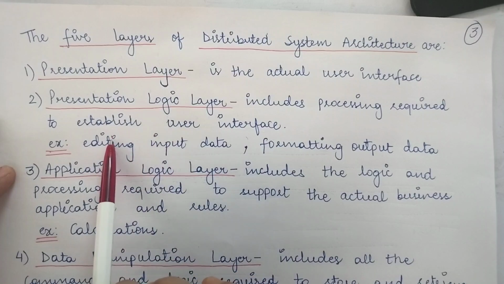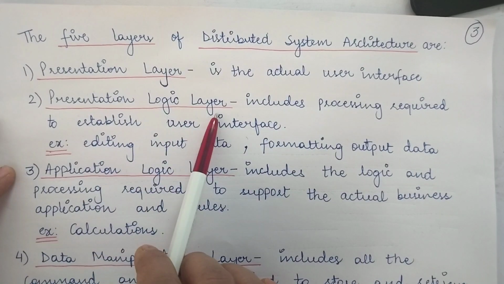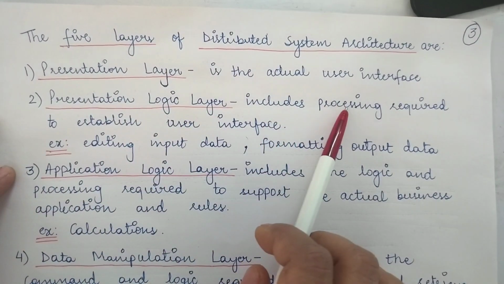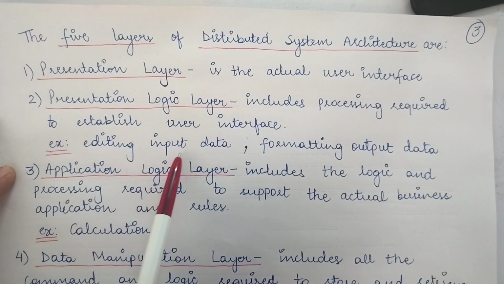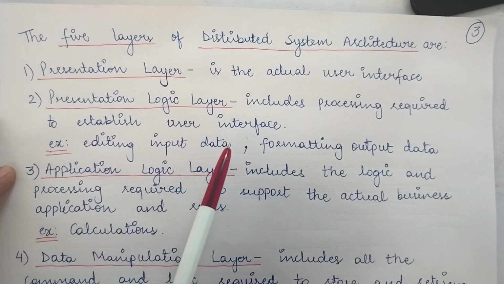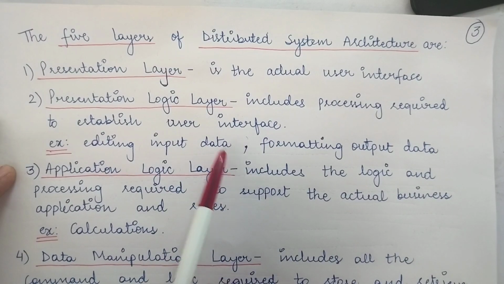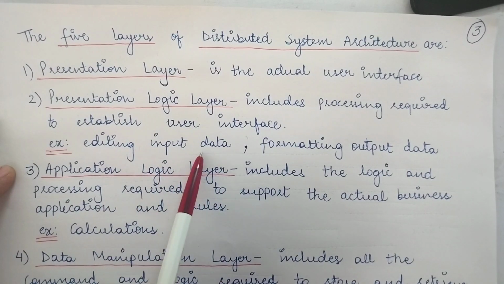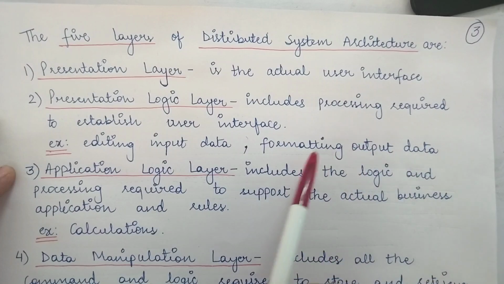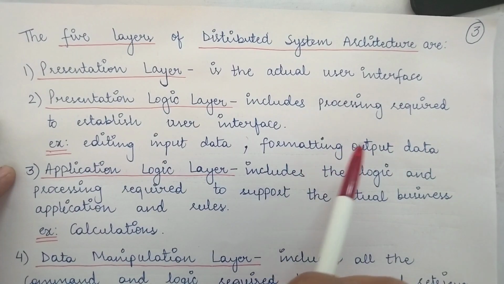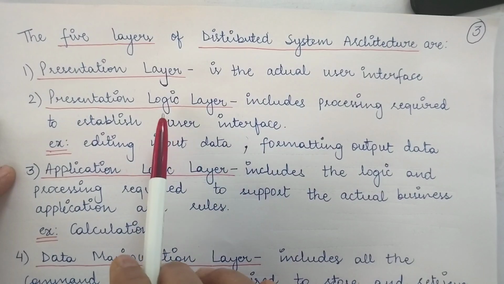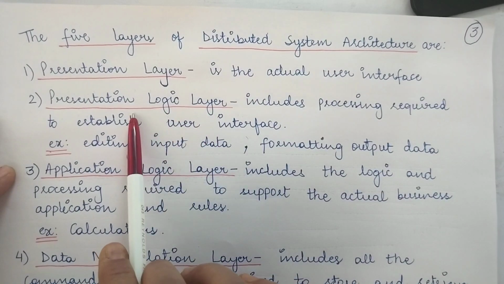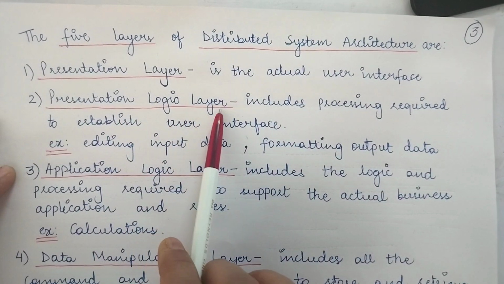So what are the examples of a presentation logic layer? What kind of processing does it include? Examples are editing input data. Whatever input data you have provided is edited and then presented after proper formatting and editing. Formatting output data: whatever output data is there is formatted in a proper format. So these are all examples of the processing done by the presentation logic layer.